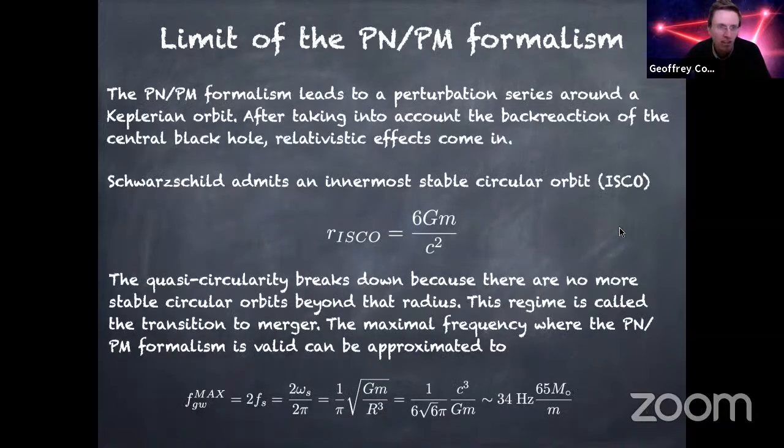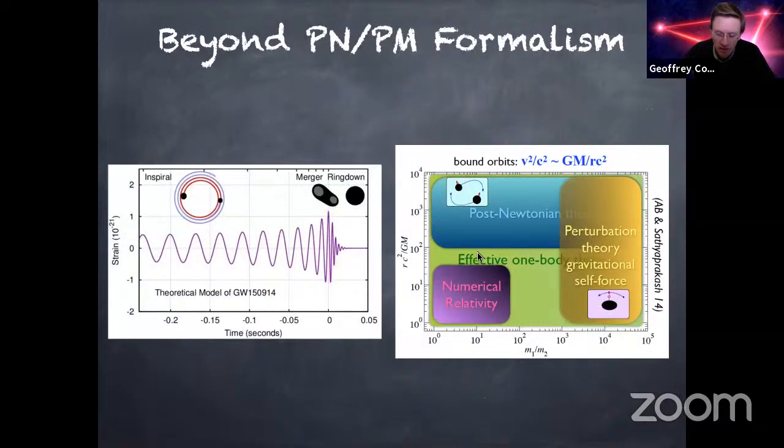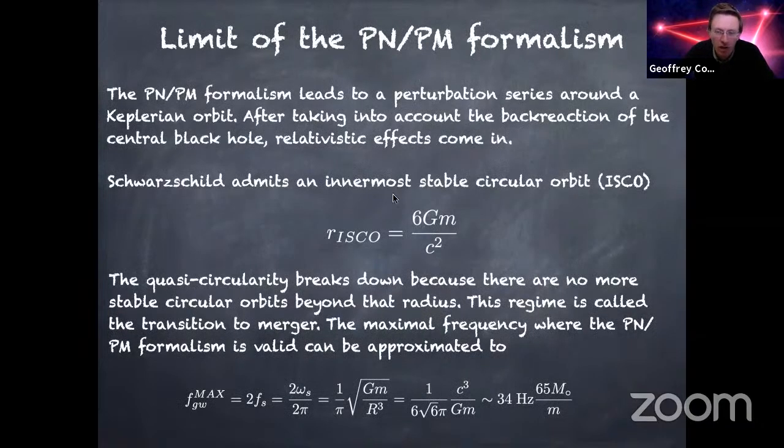And the last thing I would like to say is the limitation of this formalism. It's a perturbation series around a Keplerian orbit. And there are actually important relativistic effects that are not apparent in this formalism. The main one is the fact that there is an innermost stable circular orbit, if you look at the full relativistic problem.